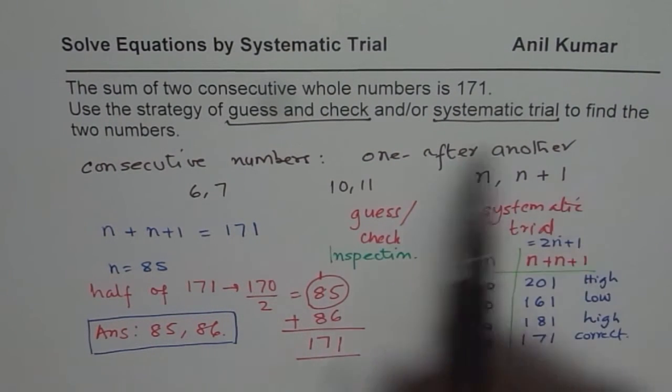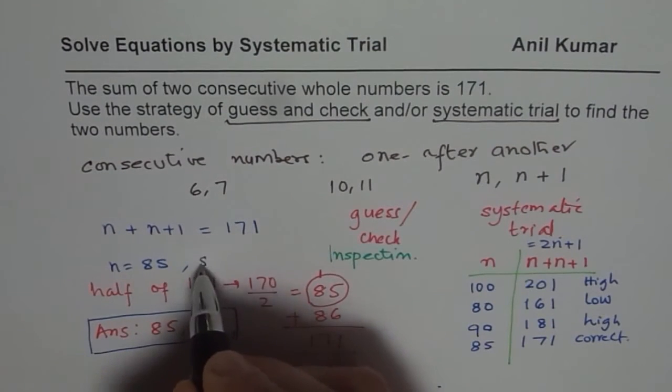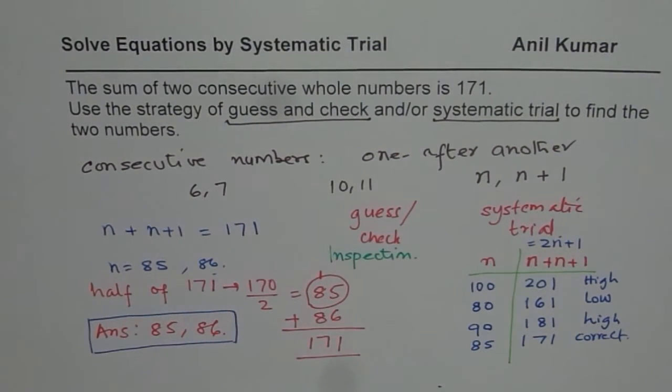The question is to find the two numbers. If n is 85, the other number is 86, right? So we have to list both the numbers which satisfy the given condition. I hope you understand and appreciate both the methods here. Both are equally good. At times, inspection could be much faster, but if the results are difficult to get, then systematic trial could be a better method.